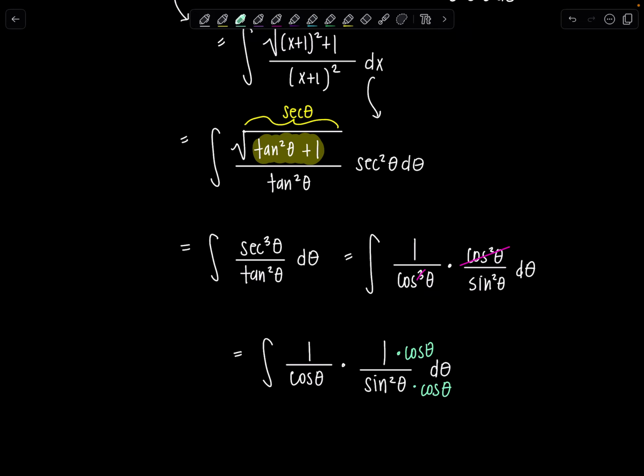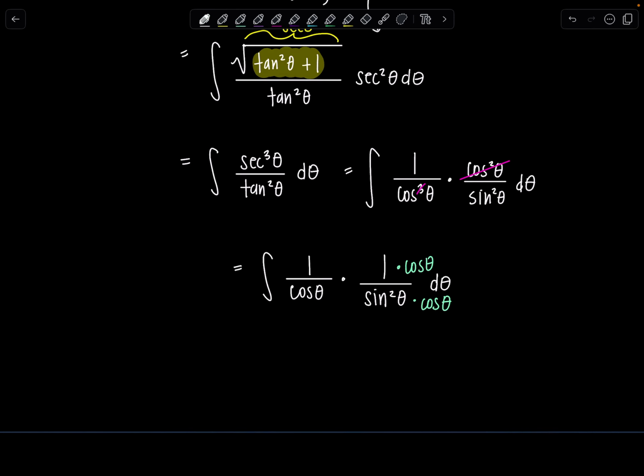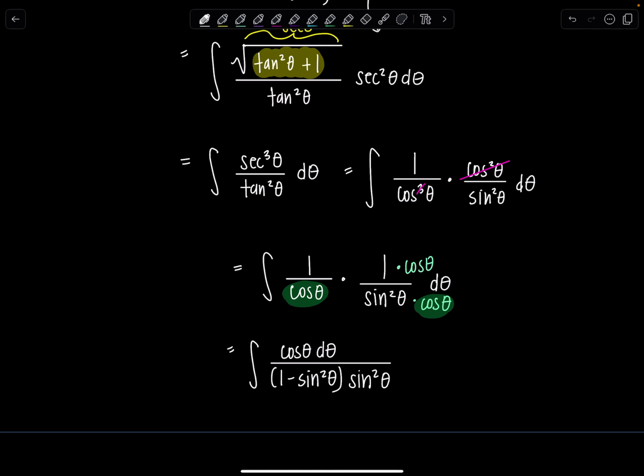That way I can make the substitution to let u be sine theta. So watch what happens. In the numerator now I have cosine theta d theta. In the denominator, I've got cosine theta times cosine theta, which is cosine squared theta. I'm going to rewrite it as 1 minus sine squared theta. And then I still have another sine squared theta down here.